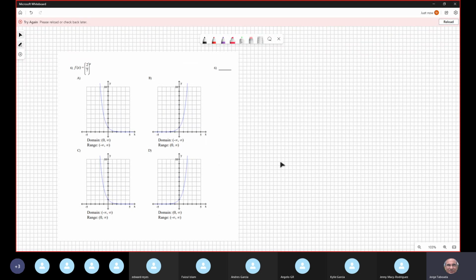Okay, in this question number 6, the most important thing is identification. What is the base of this exponential? 2 over 7, cool. And 2 over 7 is greater than 1 or less than 1? Less than 1. So Jenny says it's decreasing, professor. Decreasing.